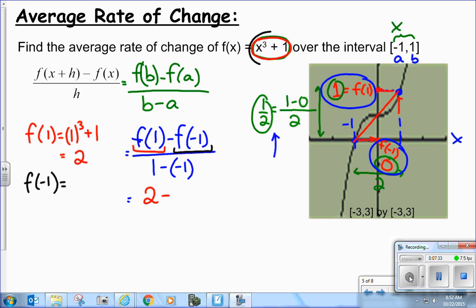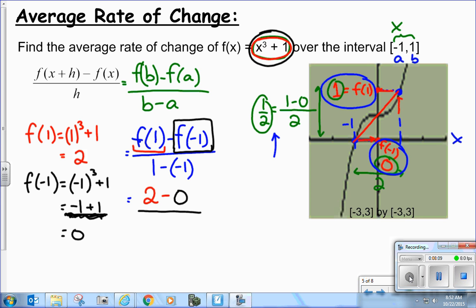Again, I'm going to throw a negative 1 into my function. That is negative 1 cubed plus 1. All right, if I cube a negative 1, I get negative 1 plus 1 all over, nothing. I'm not at the fraction. This is where it's all over. Negative 1 plus 1 ends up being 0. Let's put that in for this right here.